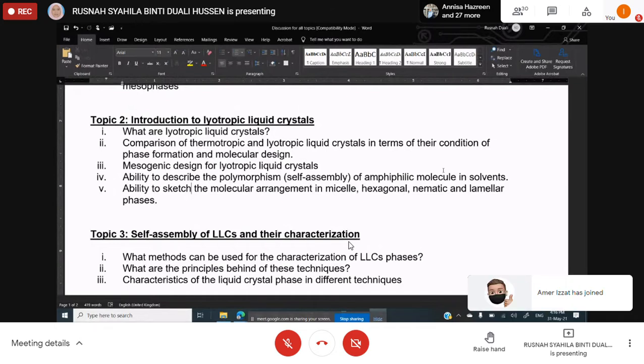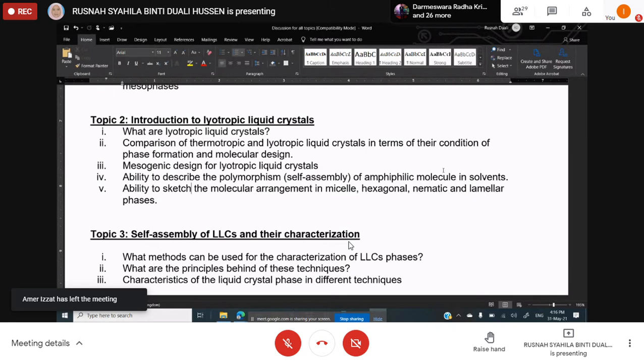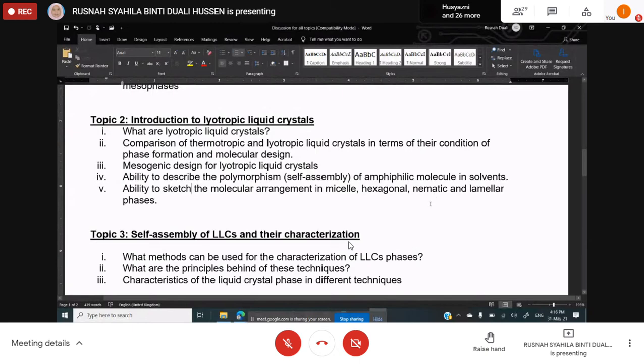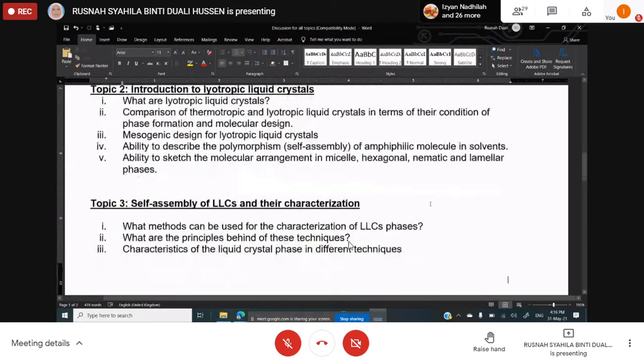Then the last part, ability to sketch the molecular arrangement in micelle, hexagonal, nematic, and lamellar phase. This semester, of course, I'm not able to test you on that, but I hope you should be able at least to visualize the difference between those different molecular arrangements. Okay, so that is topic number 2.